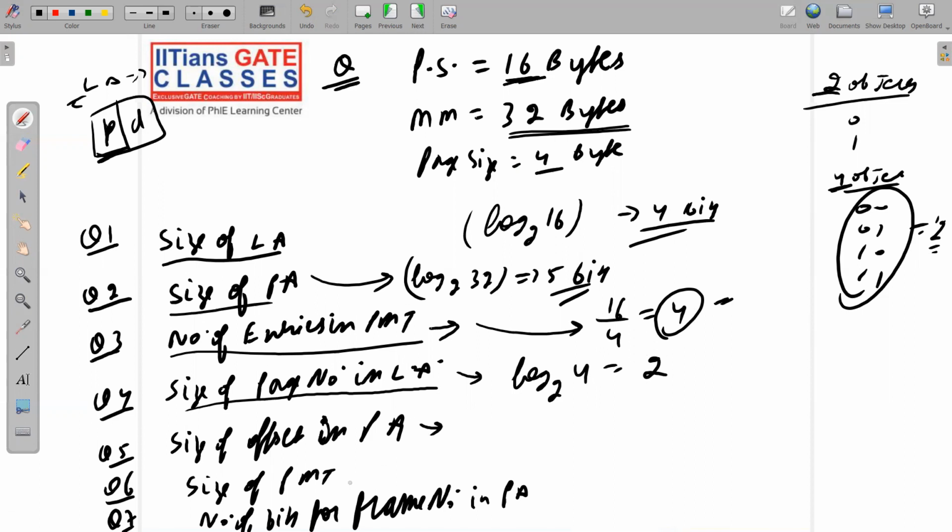Size of offset in physical address. This is the offset. This offset was copy pasted, are you able to remember it? See, P was replaced by F from the page map table. Since it was P, you skipped P entries, and the next entry was yours, so you have got F. And this D was copy pasted. So this is the offset. What will be the offset? Obviously page size. If page size is 4 bytes, you have taken 2 bits.